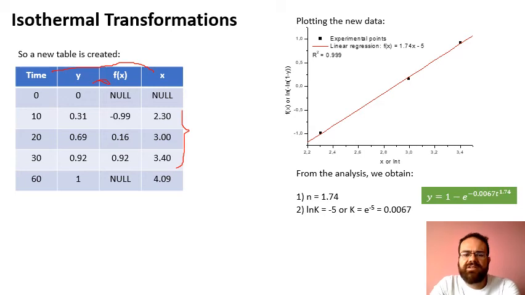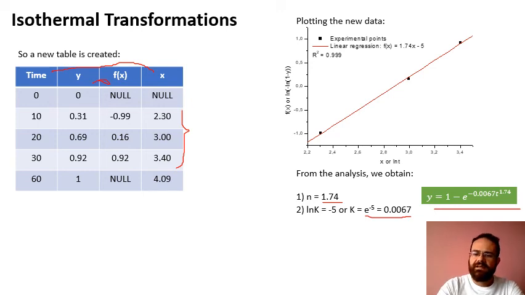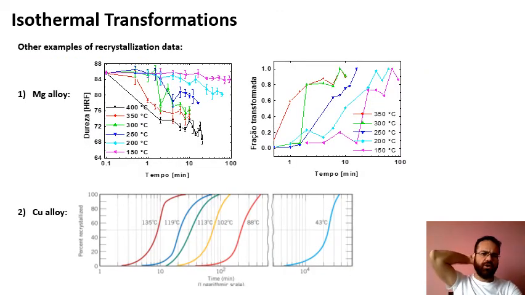After doing the linear regression, the points do in fact fall on a straight line, and we have the values for the constants n equal to 1.74 and k equal to e to the power of -5.0067. So the JMAK equation for this case is given here. It's a very quick example just to show how this transformation data can be used to represent a more practical situation. And here we have some more examples of recrystallization data for magnesium alloy. So we can see what actual data looks like.